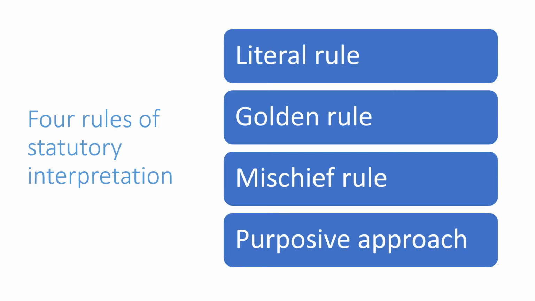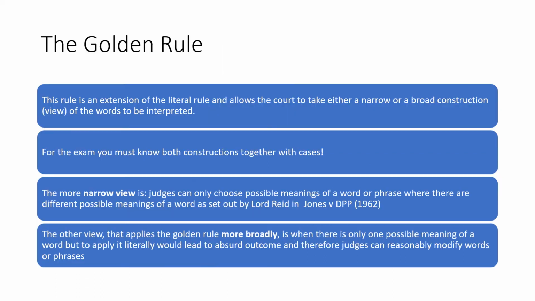So we've now dealt with the literal rule. We're now going to discuss the golden rule. Now the golden rule is sort of an extension of the literal rule and allows the court to take either a narrow or a broad construction or view of the words to be interpreted. Now you do need to know both of these constructions with case law to illustrate.